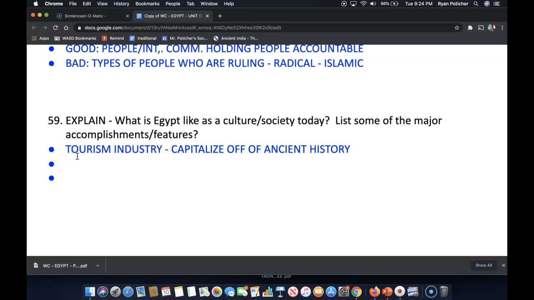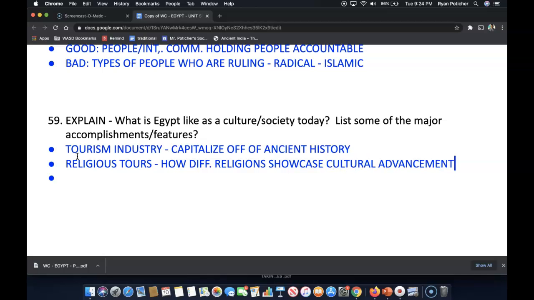Additionally, another thing that they're able to do is that they're able to embellish the idea off of, I guess you could say, religious tours and religiosity in general when it comes to understanding Egyptian pantheons, gods and goddesses, and all that. Mixed with the Arab influences of the Islamic world, these types of things, of course, combine to show us how different religions showcase cultural advancement.